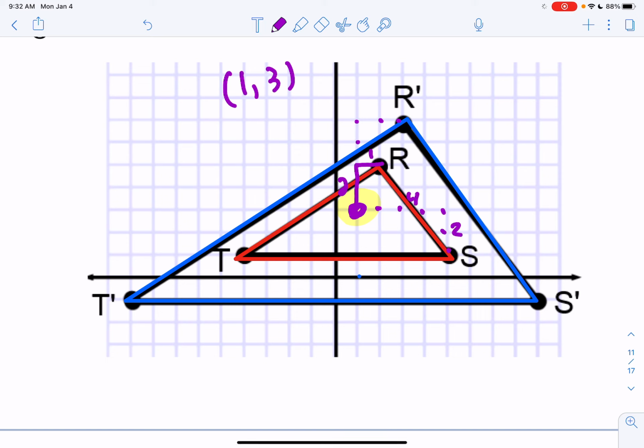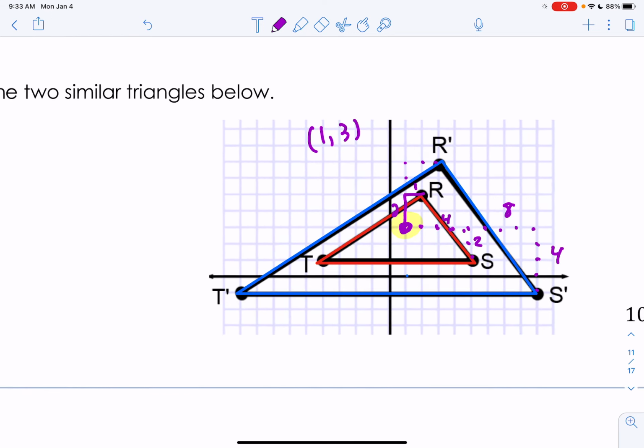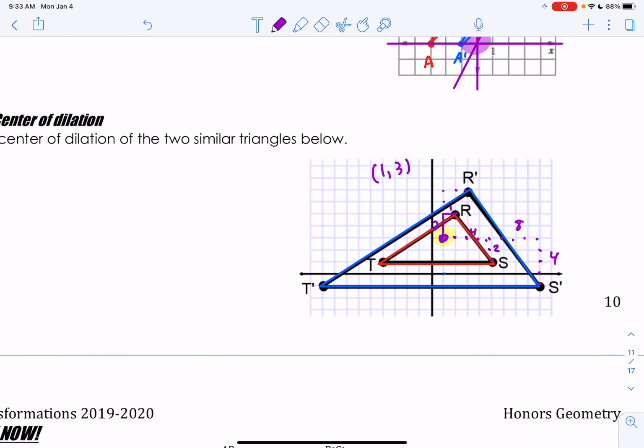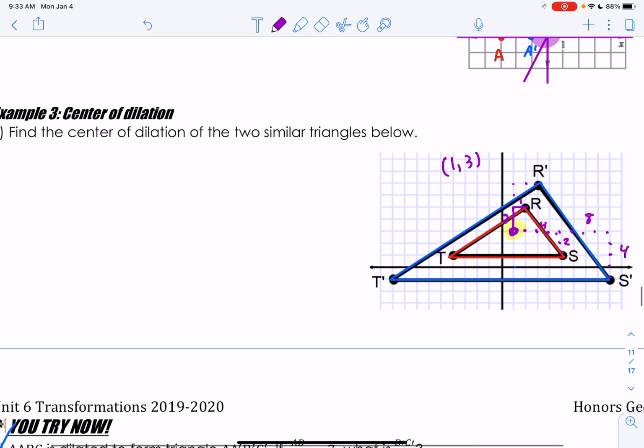If I go to S prime, I go 1, 2, 3, 4, 5, 6, 7, 8. Down 1, 2, 3, 4. So you'll see that whole distance is 8 and that whole distance is 4. We've actually doubled that distance just like we did up here. Okay. So again, if I want to find that center of dilation, connect those two points together and that'll give it to you. Okay. So for this one, my center of dilation is going to be the point 1, 3.